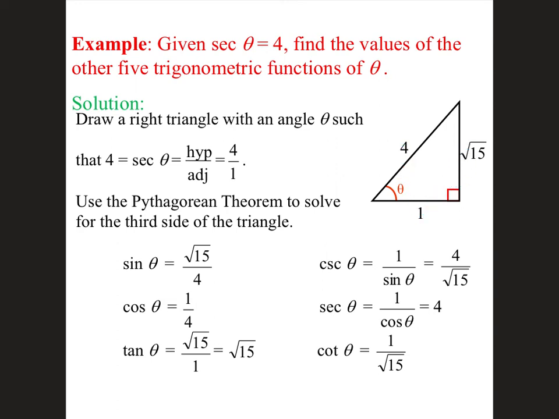Then we can use Pythagorean theorem to be able to find the missing side. And how do we do that? Remember, 4 squared minus 1 squared is going to equal the missing side. Let's call it x squared. So x is going to be the same as square root of 15. That's how we get that square root of 15. And then knowing that, then we can find all the ratios, the sine, cosine, tan, and the reciprocal functions.